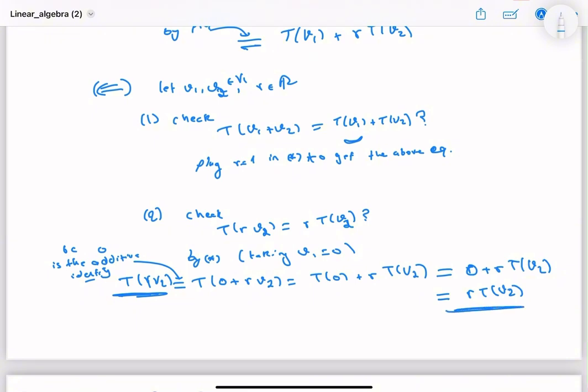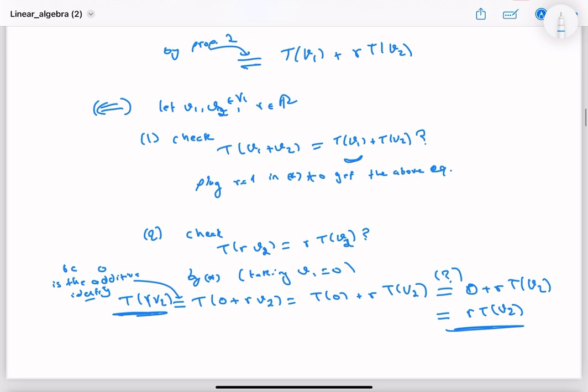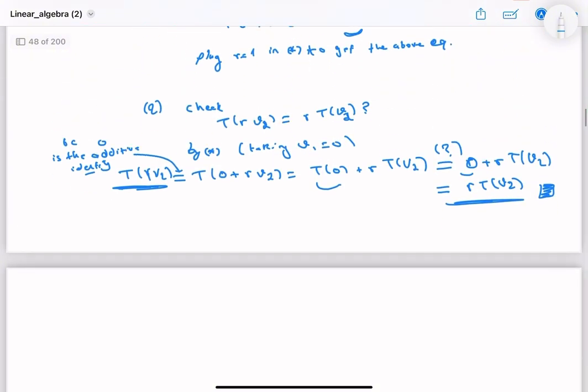However, there's something to prove here. Why is T of 0 equal to 0? This is something that we need to show. It's an easy thing to show, so let us just do it as a separate proposition. Let's say that this is done if we prove that T of 0 is equal to 0. So let me show you now why T of 0 is 0. Here's a proposition for you.